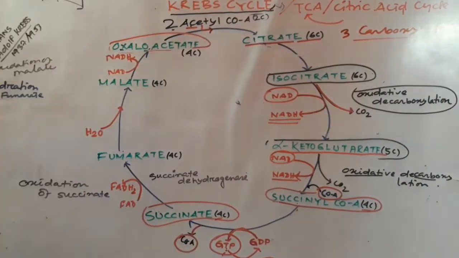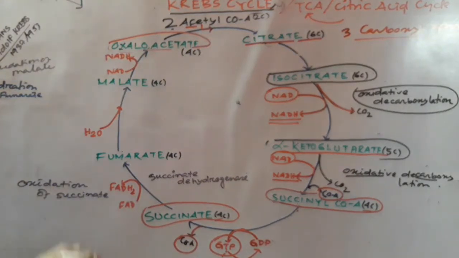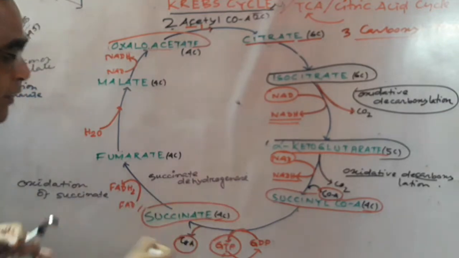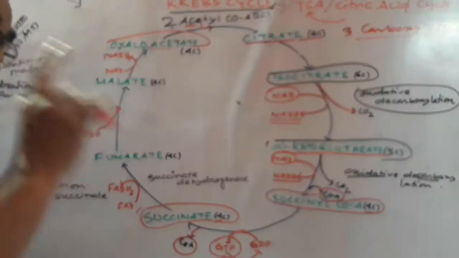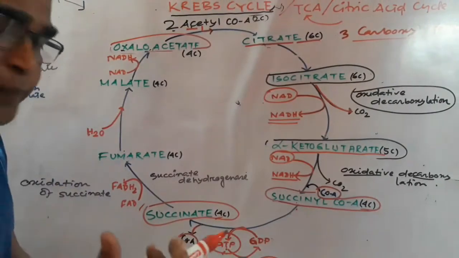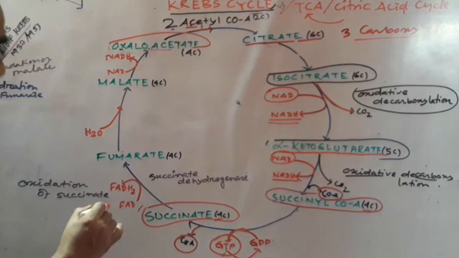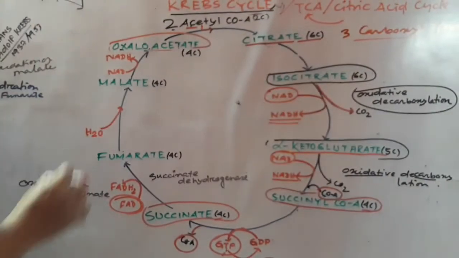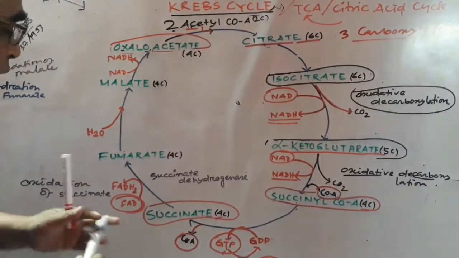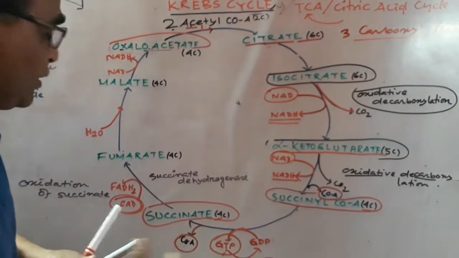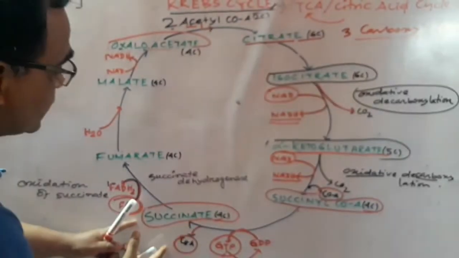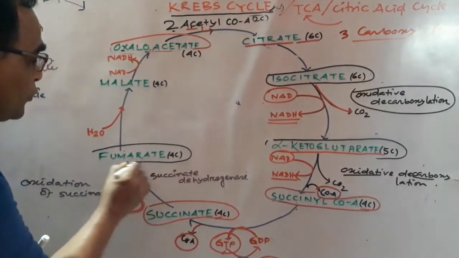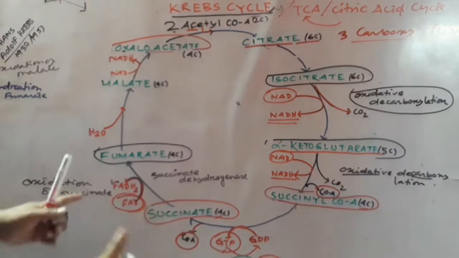In the next step, the succinic acid undergoes oxidation. Oxidized means succinic acid releases hydrogen or electrons. This time the electron acceptor is not NAD, it is FAD. We have to remember that in this reaction FAD, flavin adenine dinucleotide, is reduced to FADH, and the succinic acid is converted to fumaric acid.